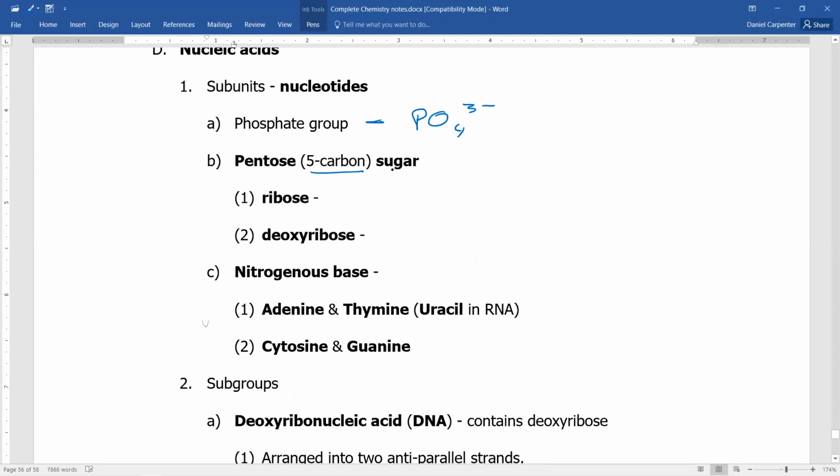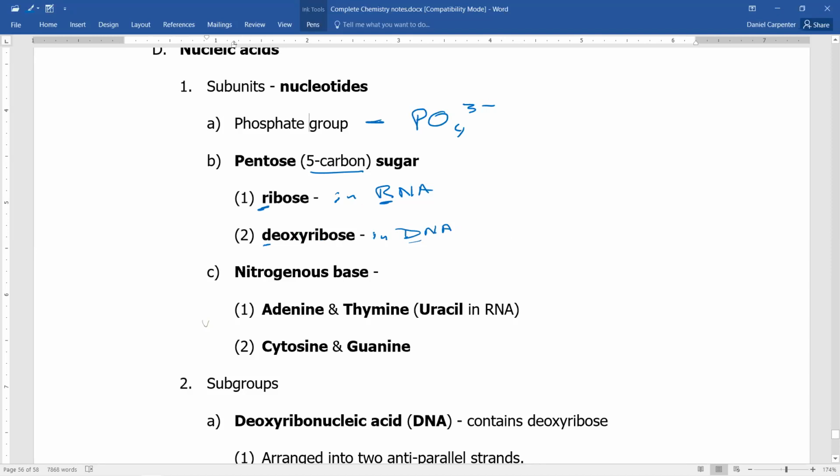Pentose sugar, 5-carbon sugar. So ribose is in RNA. And actually the R for ribose is the R for RNA because RNA stands for ribonucleic acid. And deoxyribose is in DNA. And again, D is where DNA comes from because this stands for deoxyribonucleic acid.